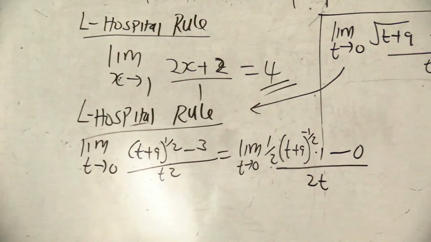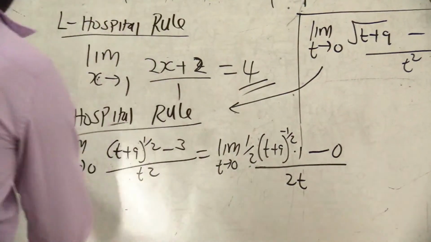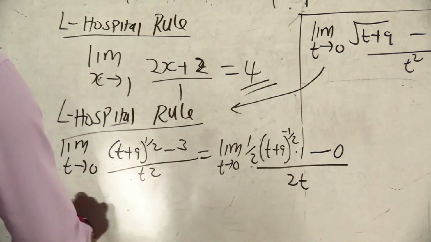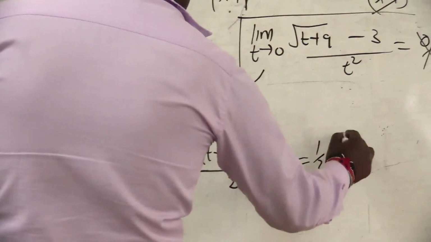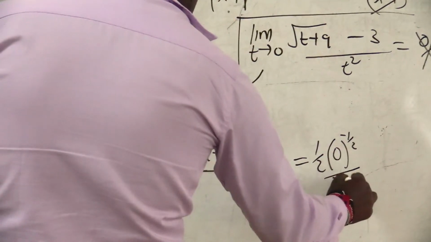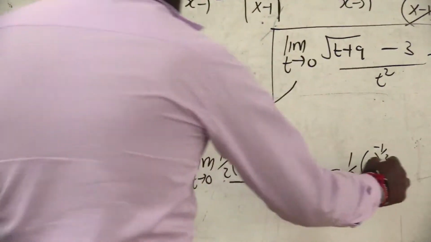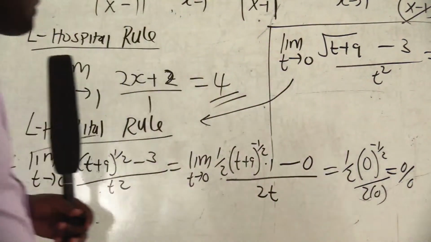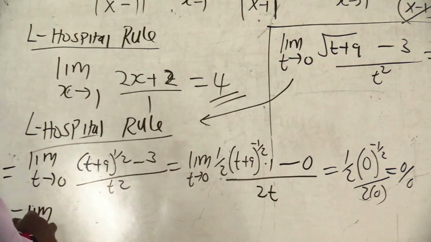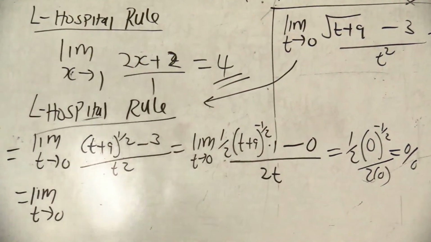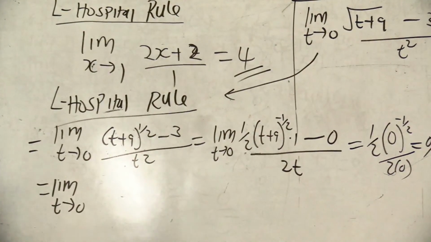And you realize that again, when we replace directly, I'll have the limit. When I replace directly, I'll have 1 half times 0 to power negative half all over 2 times 0. So you find that you get 0 over 0. So again, we will not be able to get the answer from 0 over 0, so we can proceed to differentiate again. So we have the limit as t approaches 0, because we said if even after differentiating and replacing the value you get 0 over 0, you differentiate again.